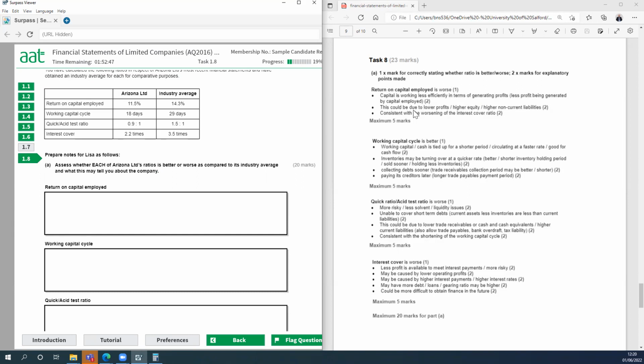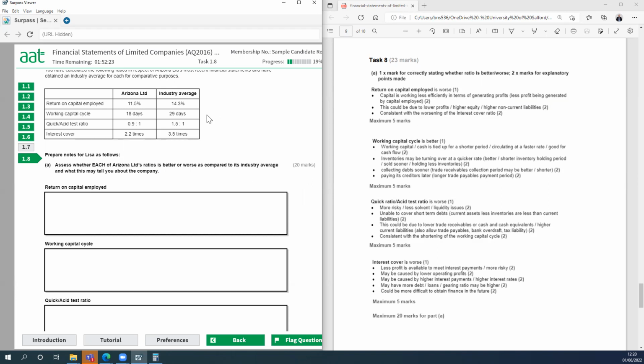So why is that? It could be due to lower profits, as we said before, higher equity, or high non-current liabilities. Again, you need to know the formula so that you can explain the reasons why that might be the case, okay? And the thing that they tend to like when you can link the formulas together. So interest cover, will come into that in a bit, okay? We'll come to that when the time arises.